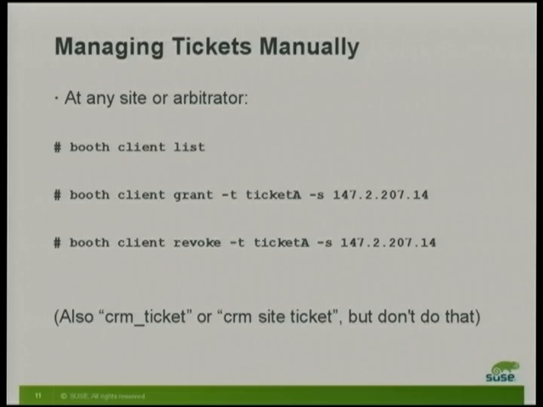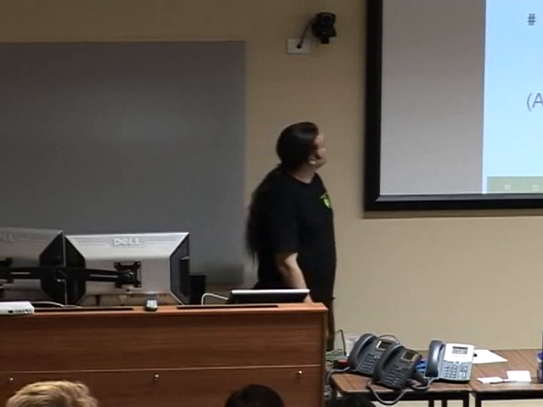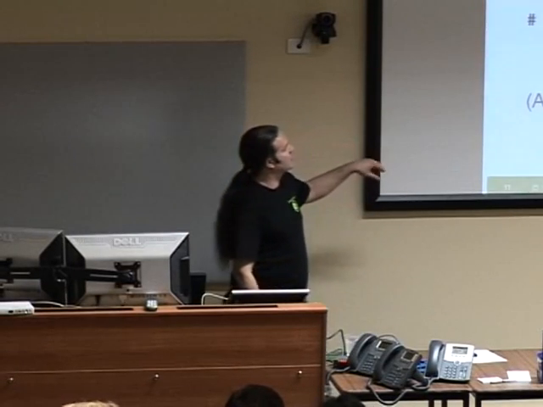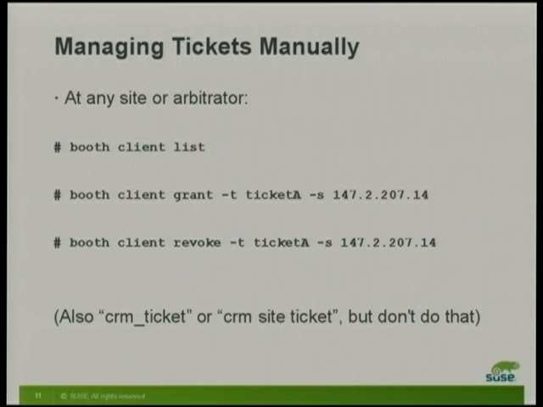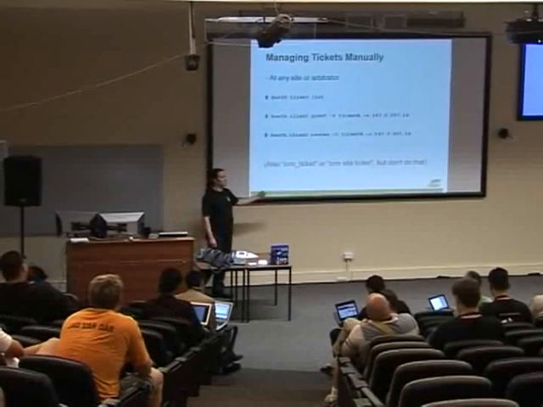Something I didn't mention before, the administrator does actually have to actively grant a ticket to a site before anything will happen. So from any site or arbitrator, you can run the booth command line tool. Booth client list will list you all of the tickets and where they're at. To grant a ticket to a given site, booth client grant ticket name, site IP address.